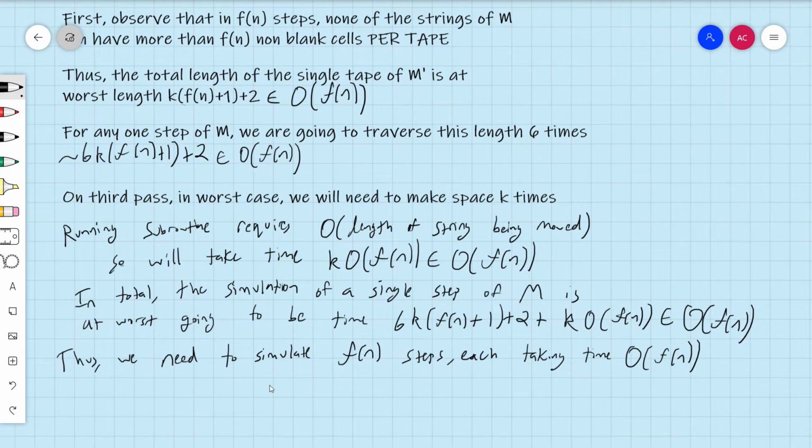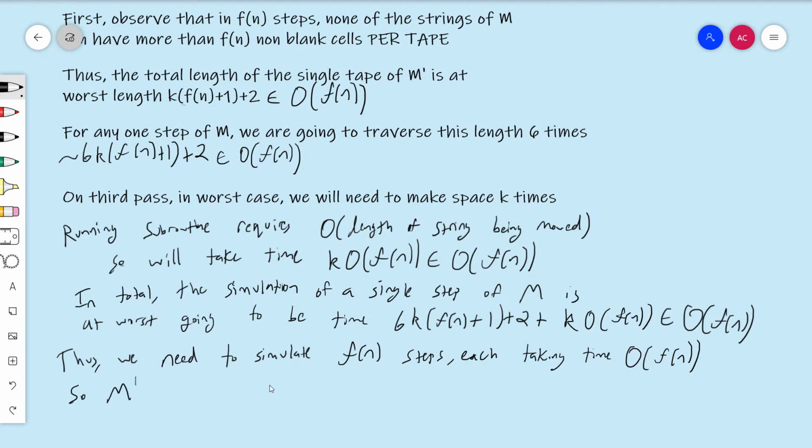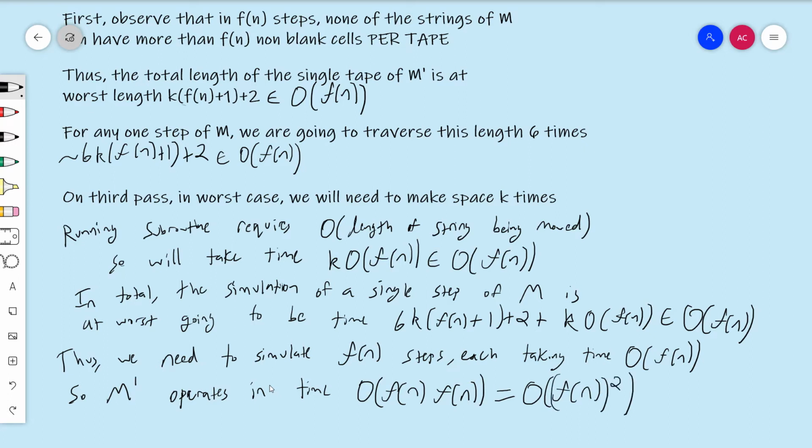Okay, so M prime operates in time O of f of n times f of n, which is, of course, O of f of n squared. Non-trivial. This is not O of f of n. This is the first time that we've encountered, in our robustness facts, where everything has been the same time, same space. But now we have a simulation that seems to be slower in a legitimate way that we'll have to talk about.